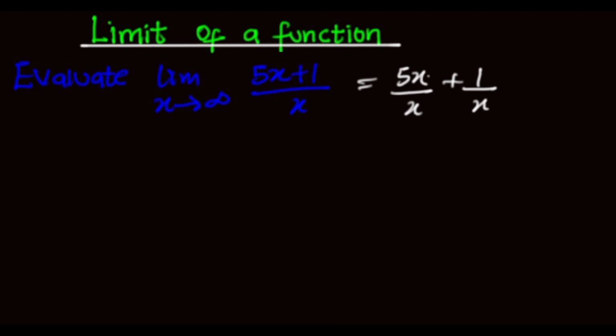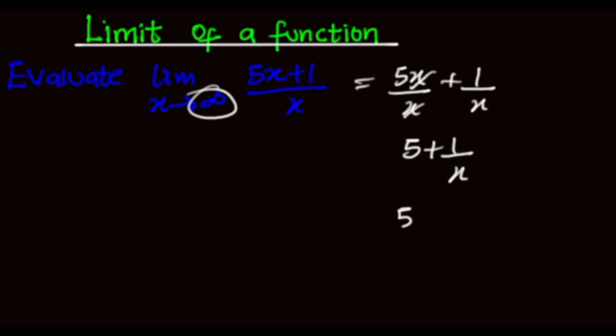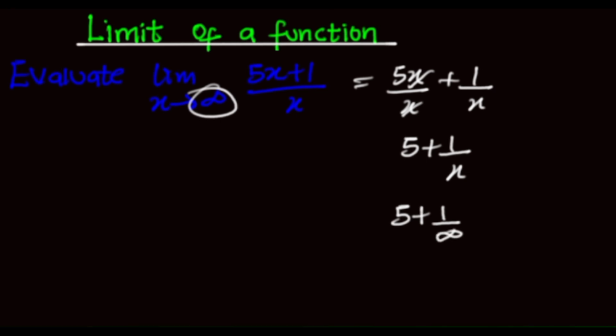So from there, we're going to have the x's cancelling each other, and this is going to be 5 plus 1 over x. So if we are using direct substitution, we are going to substitute our x to be infinity, and that shows that we're going to have 5 plus 1 divided by infinity. And there is a rule when it comes to limits, that whenever you have the limit as x tends to infinity of 1 divided by x, in that case, you're going to have 1 divided by infinity, which is 0.